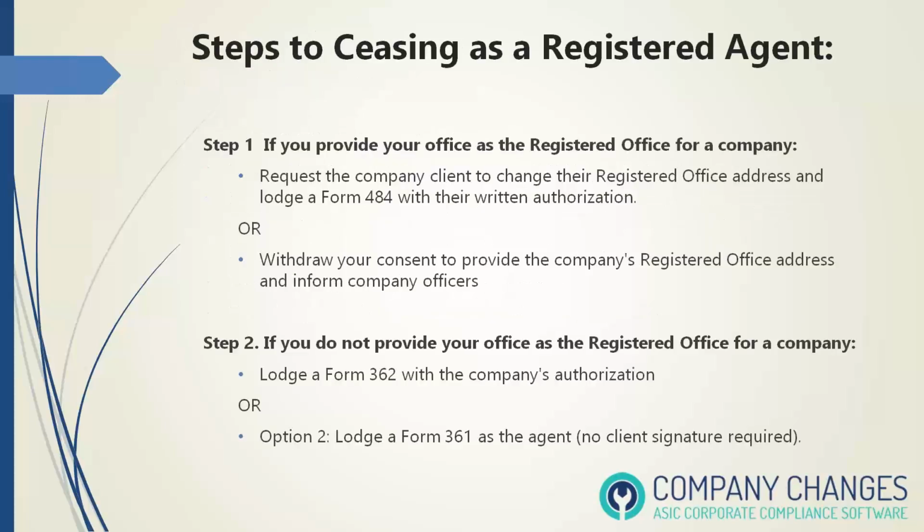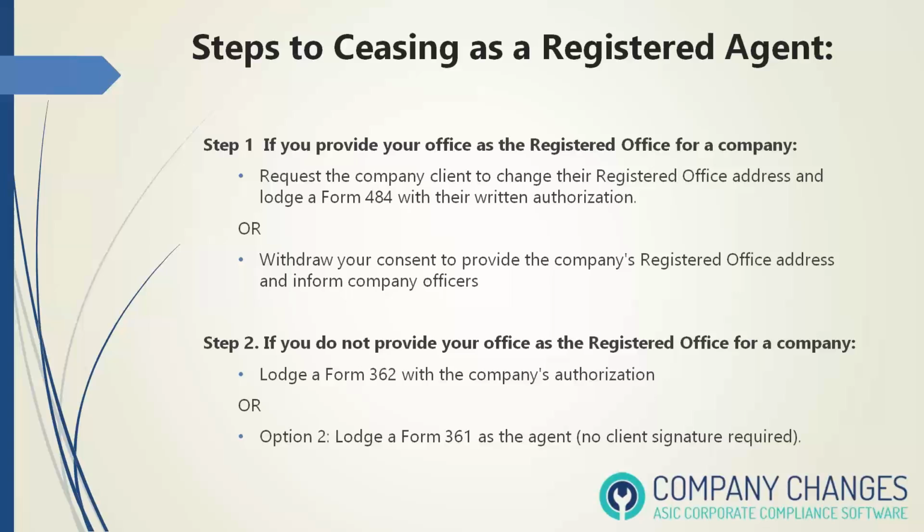Now, once you become a registered agent, you may retire and you may want to cease as a registered agent. Now, if you sell your practice, again, you have to stop being a responsible person. So that means you need to appoint a new responsible person. So you need to lodge Form R01 and nominate the buyer of your tax practice. Or if you're just closing down, then you have to look at two different scenarios. First, if you offer your office as a registered office, you need to lodge a Form 484, or you can withdraw your consent and inform ASIC that you are withdrawing your consent to be a registered office. But the best thing is to ask your client to change the registered office, and you lodge Form 484.